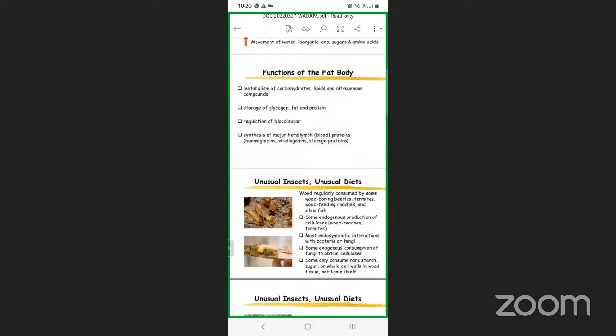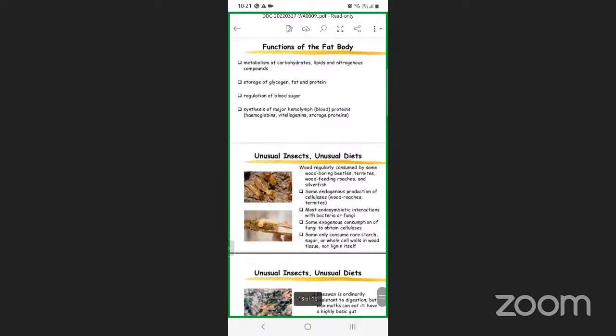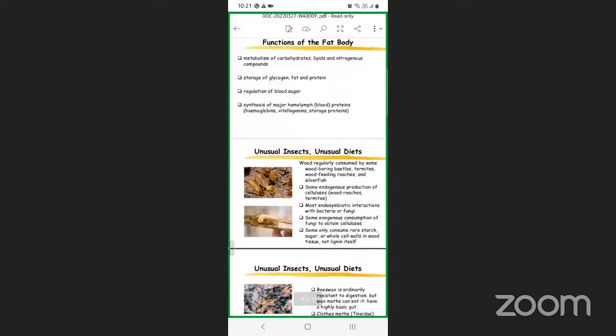Some termites, and also silverfish, show an unusual diet, where they live in old books and take their diet from that. Endogenous production of cellulase is also helpful in these insects for the digestion process. Most endosymbiotic interactions with bacteria or fungi are also helpful, as is the exogenous consumption of fungi to obtain the cellulases.